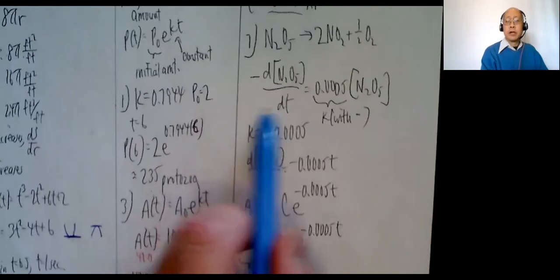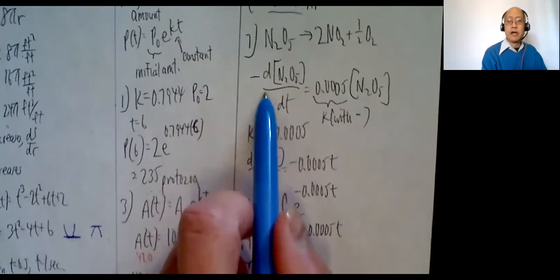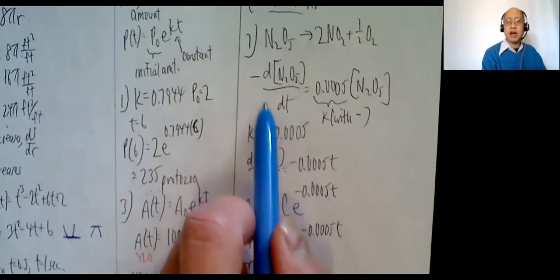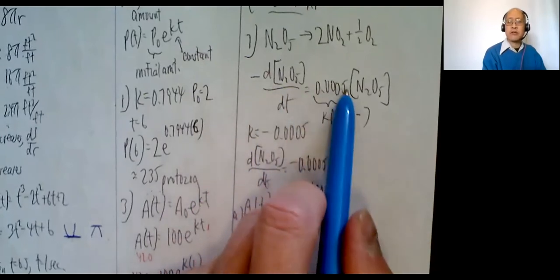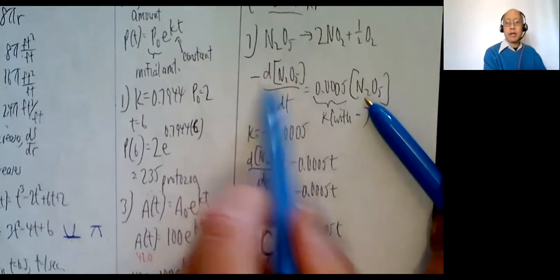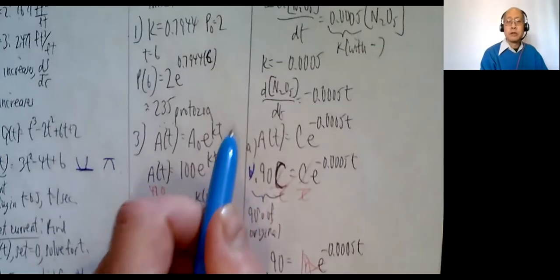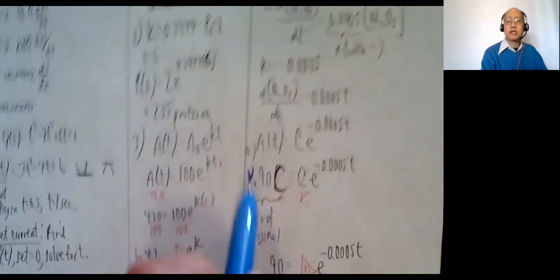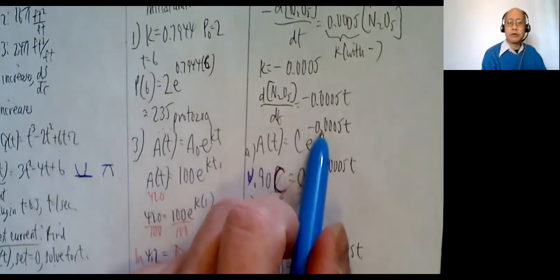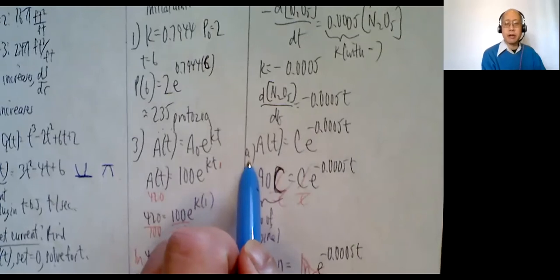All right, so as I was mentioning earlier, this means K is negative 0.0005. Here's the equation that they gave us. Negative d[N2O5]/dt is 0.0005 [N2O5]. This is the concentration of N2O5. Multiply both sides by -1. That's the K, essentially. So what is the equation? A of t is C e to the negative 0.0005 t. So that's the equation that you want. That's the answer to part A.